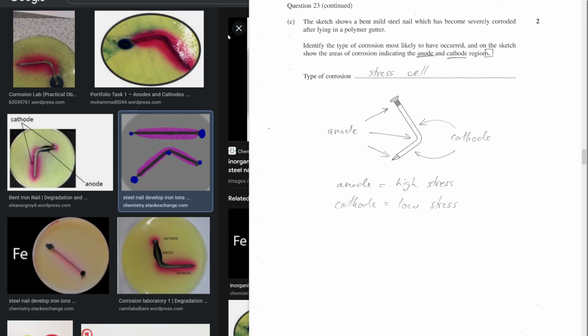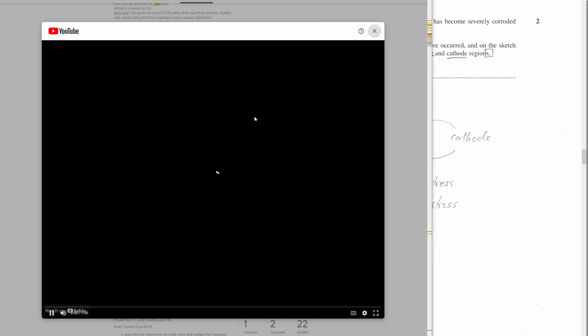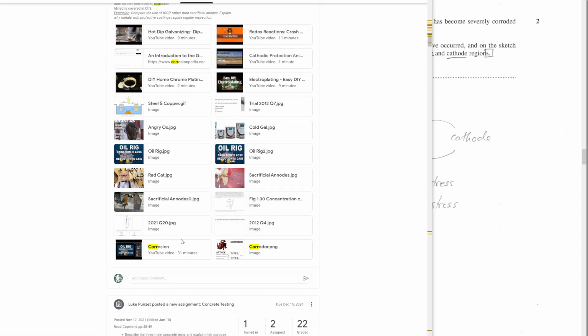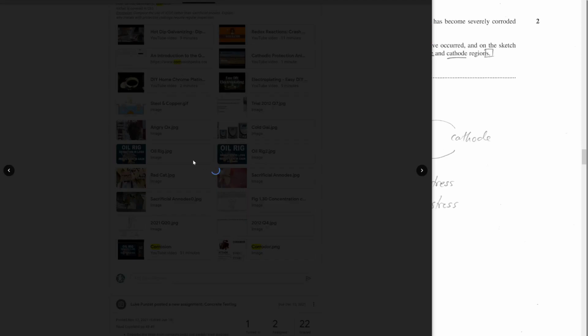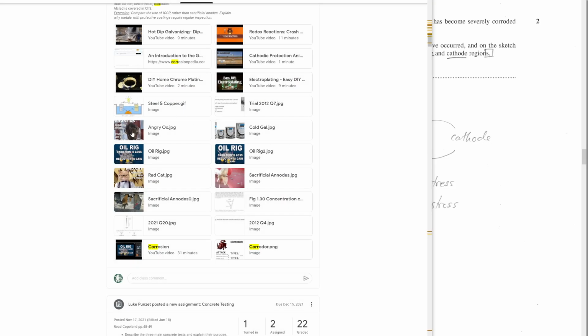So if we go to Corrodor, are we going to go to notes? Yeah, let's go to notes. And we're back. So here we've got our sacrificial anodes. Here we've got the cathodic protection, so ICCP, is this. I've got my Rad Cat, right? And I've got my Angry Ox.